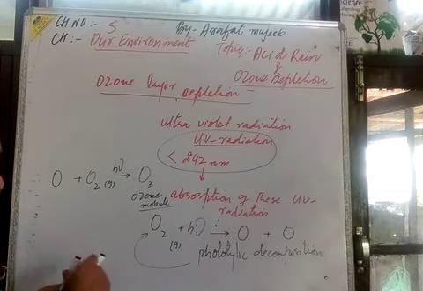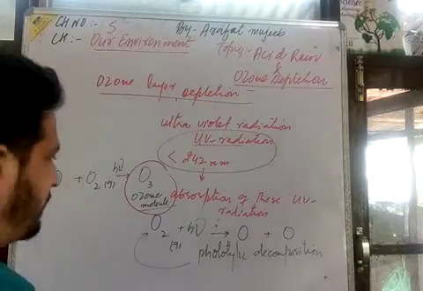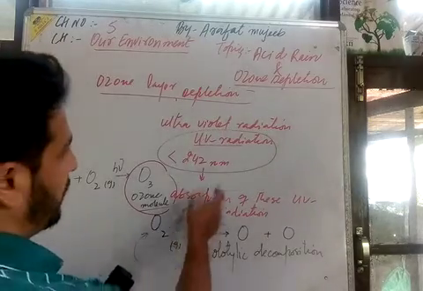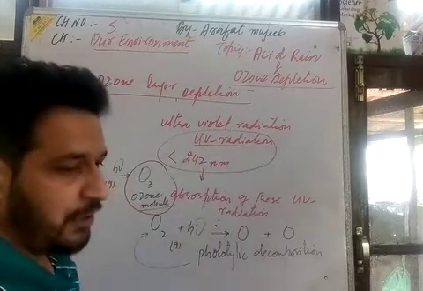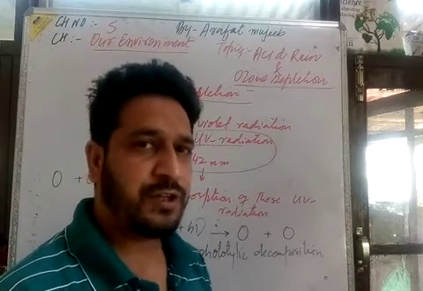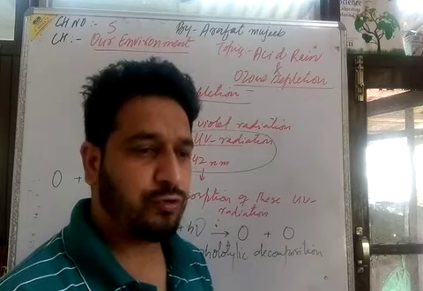Here is the formation of the ozone layer. In this way, the ozone layer forms in the stratosphere because of the absorption of ultraviolet radiations, hence they don't reach the earth's surface. Therefore the earth's living creatures are protected by the ozone layer.